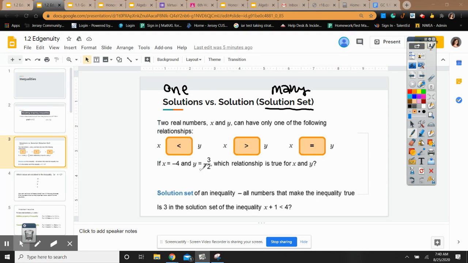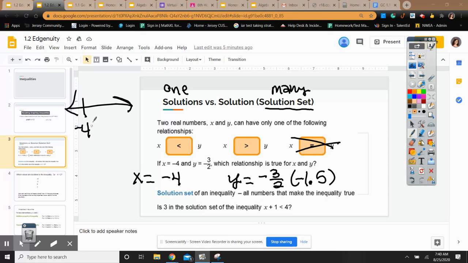So if negative 4 is x and y is negative 3 halves, negative 3 halves is the same thing as negative 1.5 if you need a reference point. They're definitely not equal, so I'm going to go ahead and cross this out. If you need to think of a number line, please do. Is negative 4 bigger than negative 1.5, or is it less than negative 1.5? Well, if negative 4 is here, negative 1.5 would be here. Negative 4 is less. So the alligator mouth is hungry. It eats the bigger numbers. It's going to eat the negative 1.5. So the solution that we have would be this one: x is less than y.